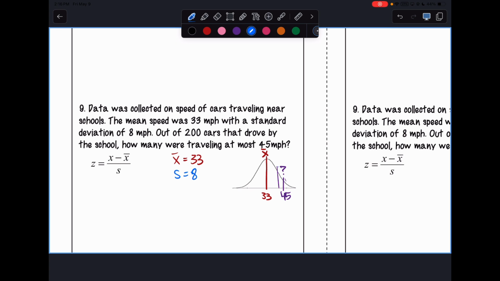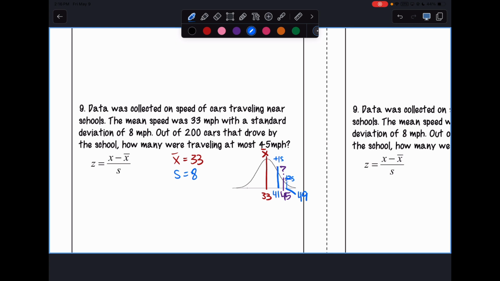I'll do that one in blue. This is 1 standard deviation at 41. Anyone have questions about how I got 41? No? We're okay? All right. And another 8 would make it 2 standard deviations away from the mean. So that would be at 49. So this is plus 2 standard deviations, which is at 49 miles per hour. So it's between those two. So it's definitely not going to be a whole number z-score, right?